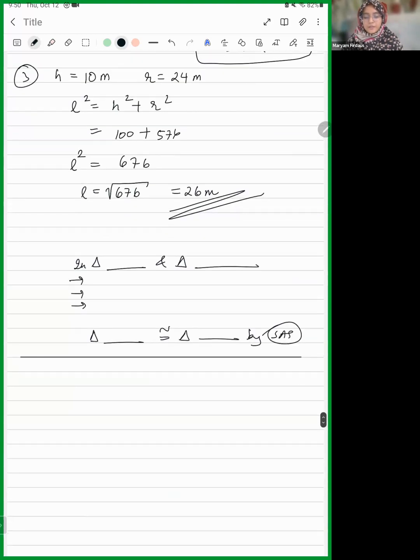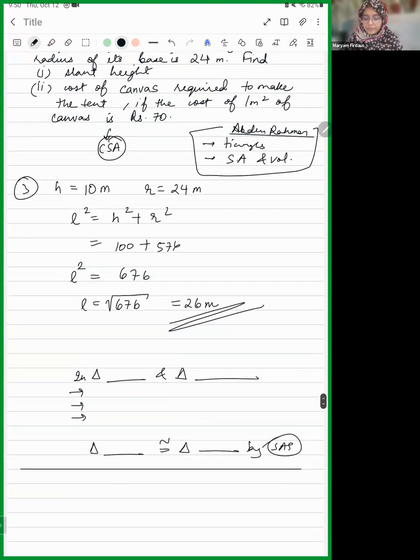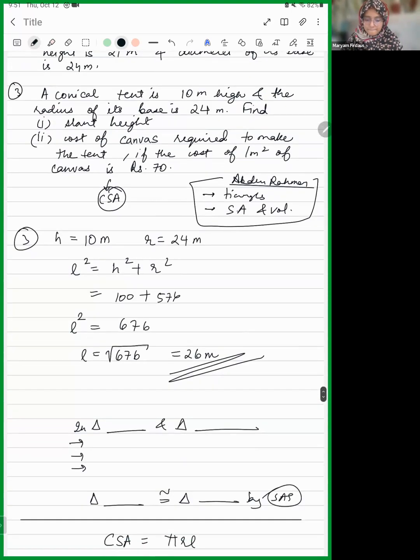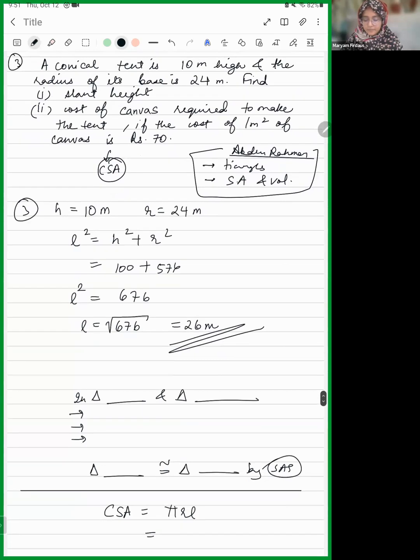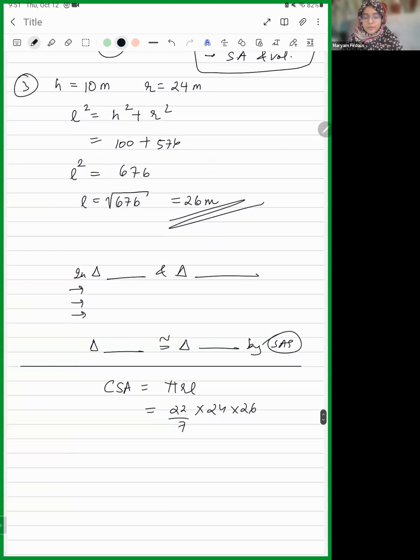First we'll find the curved surface area, then we will multiply it with the cost. Cost of 1 meter square is rupees 70, so we'll multiply it. So the curved surface area will be how much? Formula pi r l. Curved surface area will be 22 by 7 into 24 into 26. Now I'm not going to solve this right now.